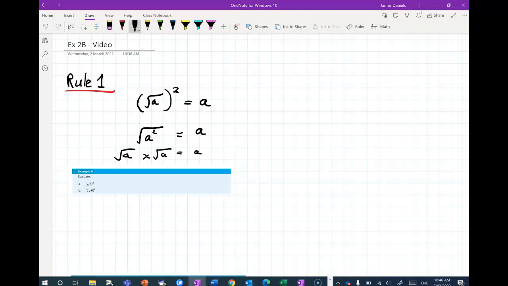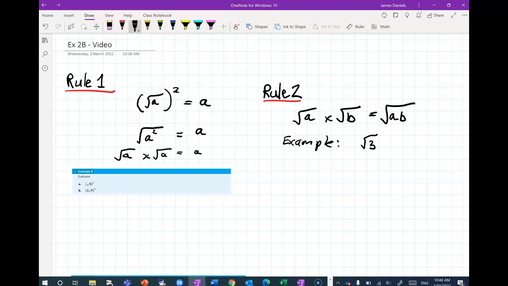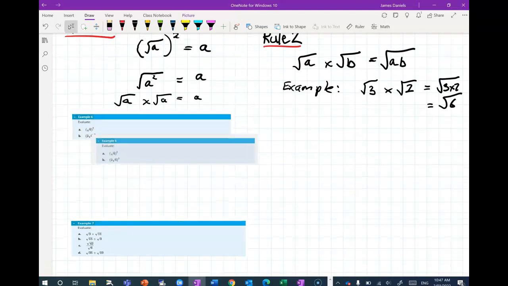All right, rule 2. Rule 2 states that if I have the square root of a multiplied by the square root of b, I get the square root of a times b. Let me do an example. If I have the square root of 3 multiplied by the square root of 2, that is actually equal to the square root of 3 times 2, which is equal to the square root of 6. So there's our second rule.